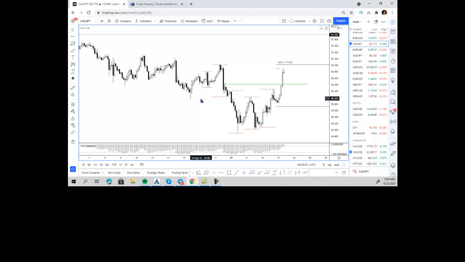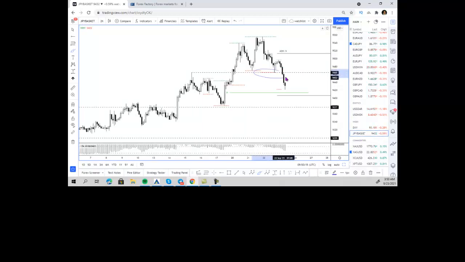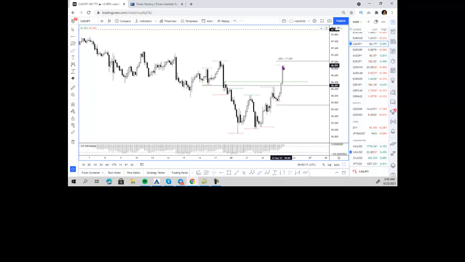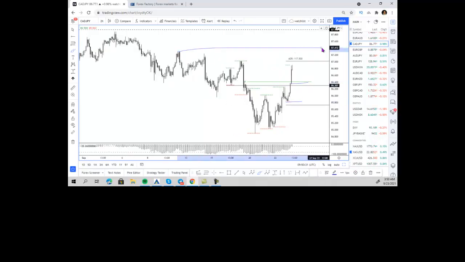Let's have a look at those levels on the CAD yen. The level that I'm looking for is the 86.30 for that pullback. If the Japanese yen rallies towards that previous broken base, the CAD yen is going to drop towards those previous broken highs around the 86.30 level. This is where I'm going to find a great risk to reward ratio for a long on this market, obviously by the rationale of going short on the Japanese yen.